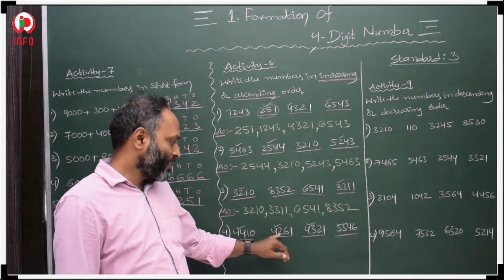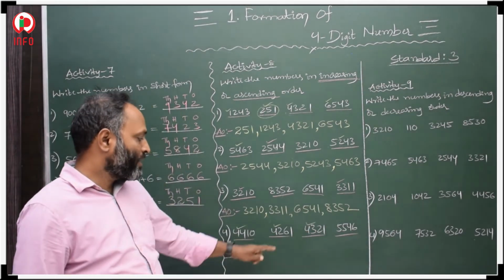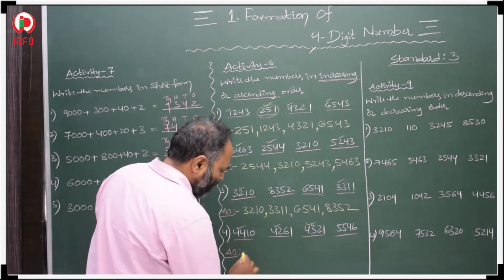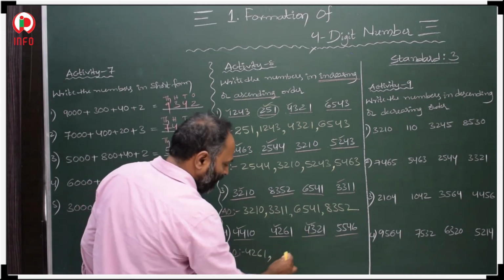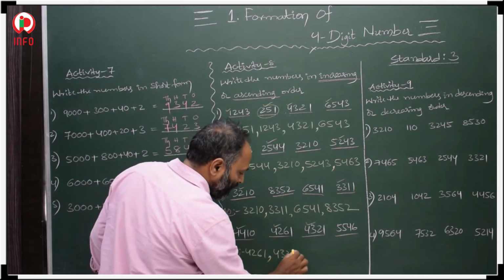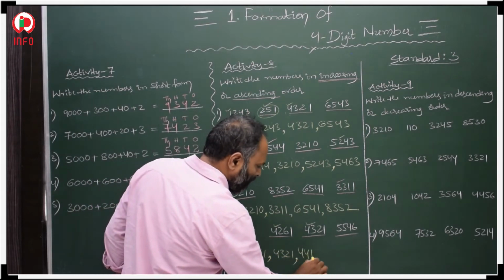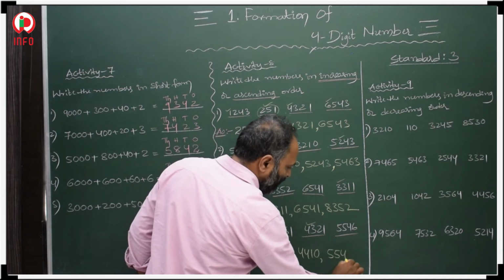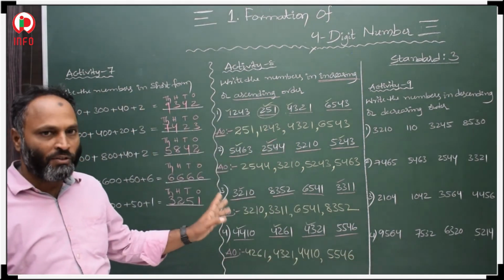4400, 4200, 4300. 4200 is smaller. First we have to take the smaller one. 4261. Then 4300, 4321. Then 4410. Next 5000, 5546. In this way we have to write which one is smaller and which one is bigger.